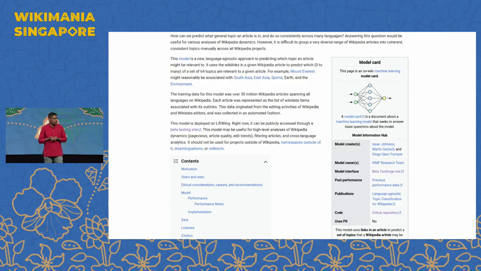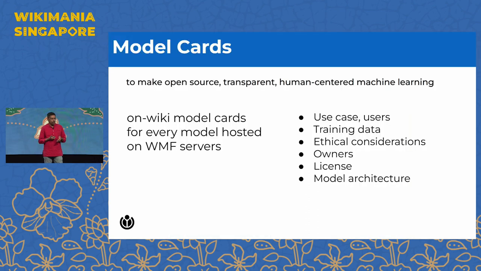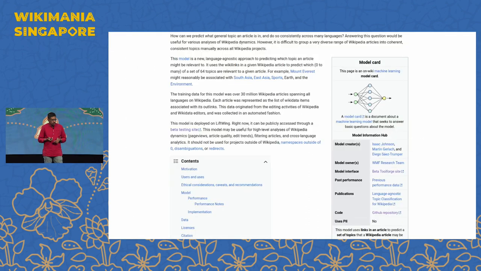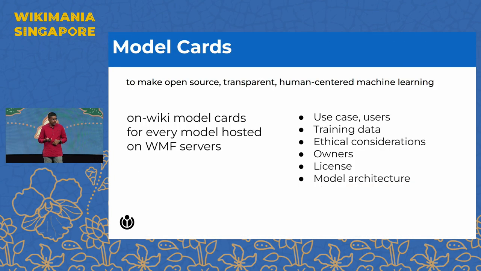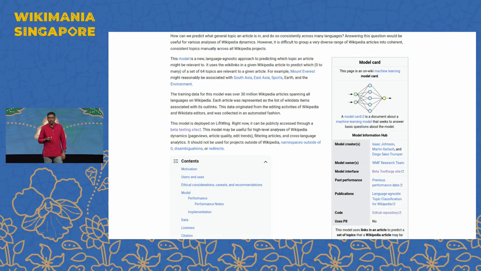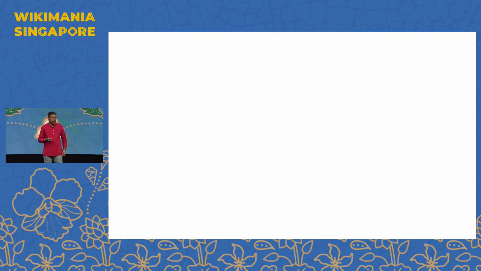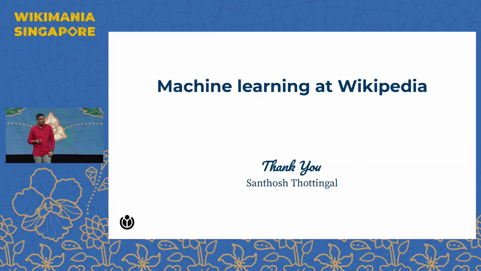Here is an example. So you will see a model card like this in Wikipedia. So this is an example. If you go there, you will be seeing a lot of details about every machine learning tool we are using. Here is an example.